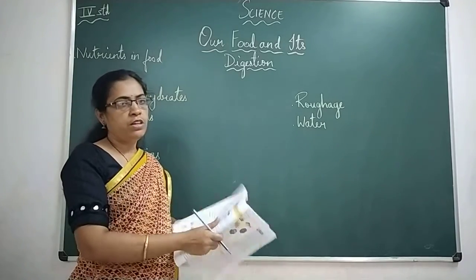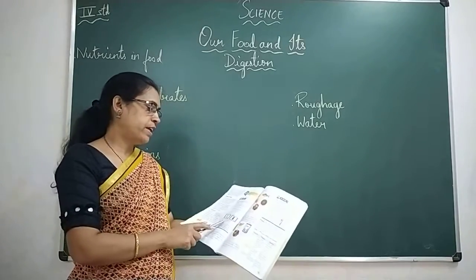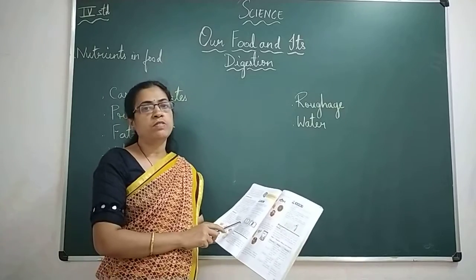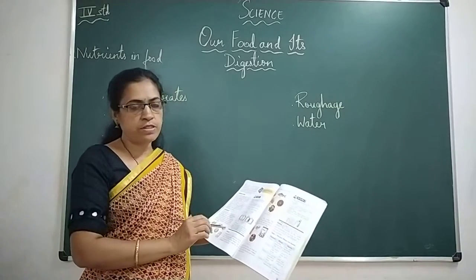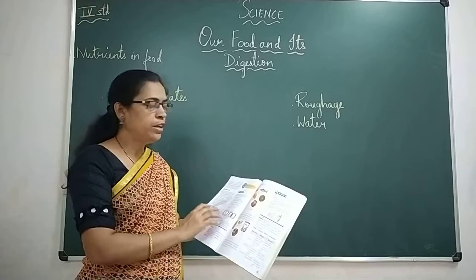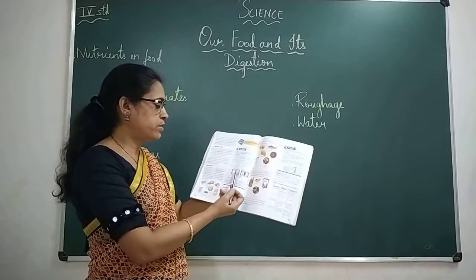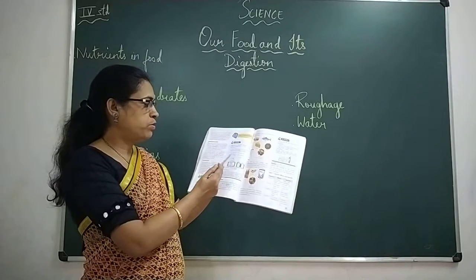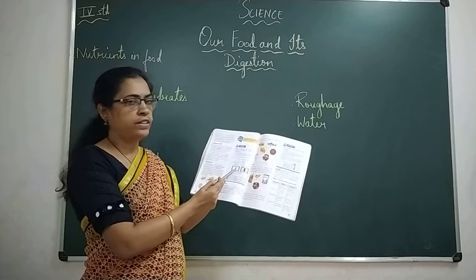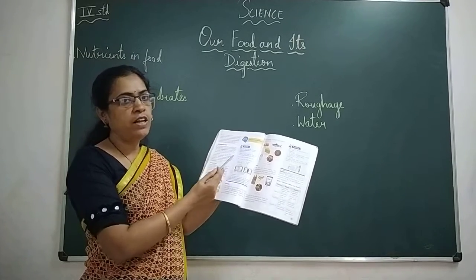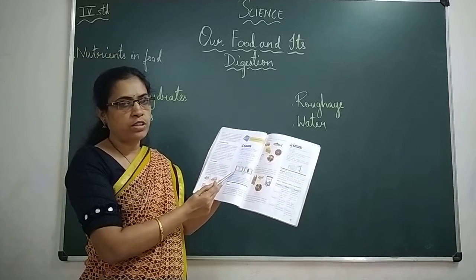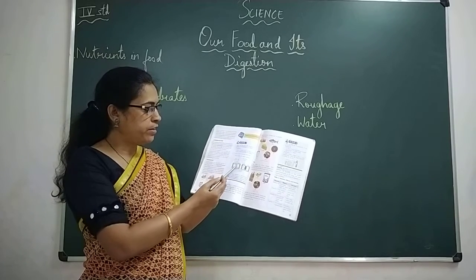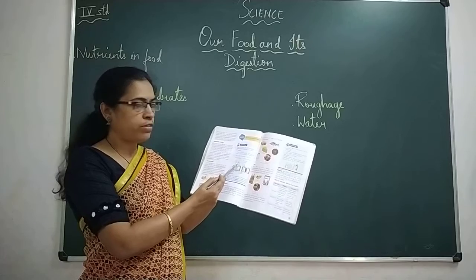Children, an activity has been given here to test the presence of starch, that is carbohydrates, in a food. What you need to do, you can see in the first picture: crush a small piece of food and add a small quantity of water, and then add a few drops of iodine to it.